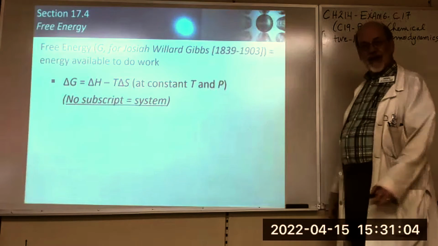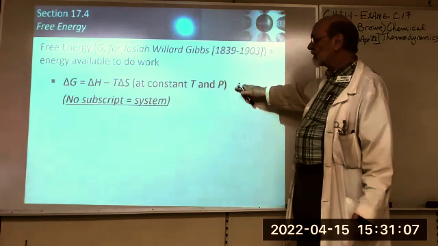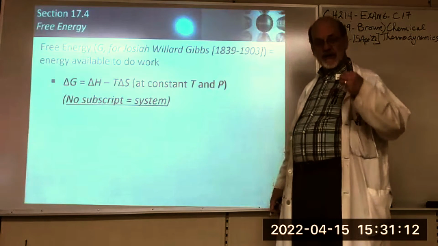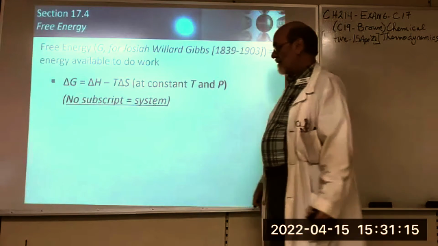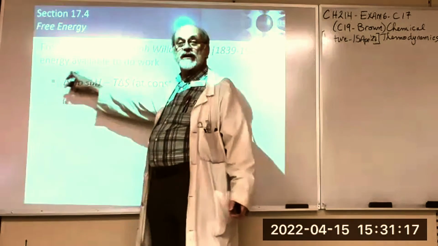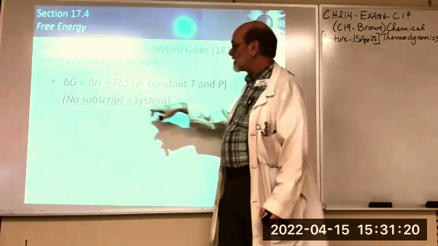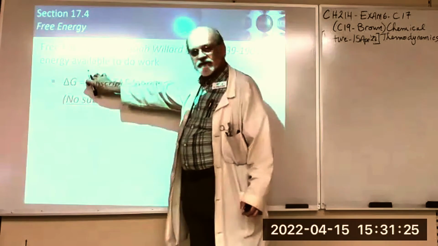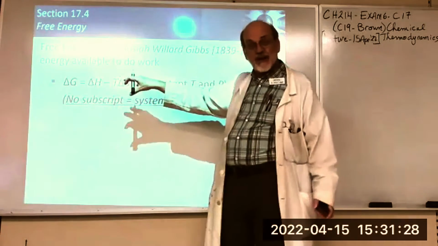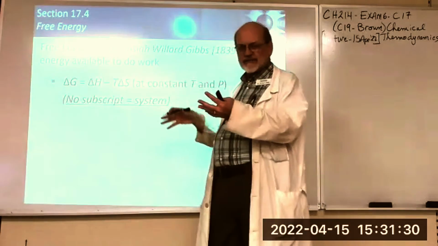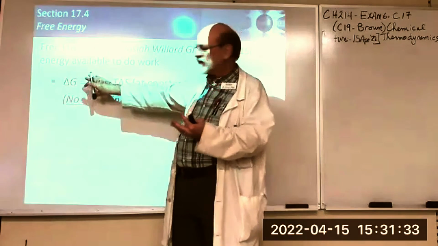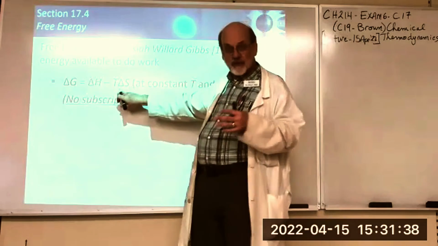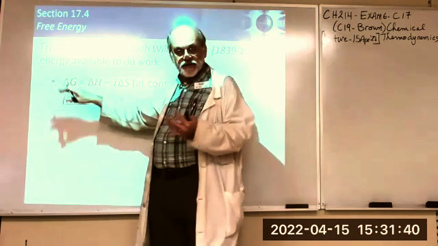So, to make a long story short, this is Gibbs' equation. The delta G is called free energy. That means this is the energy that's available to do work. This is the enthalpy of the system. And of all of this enthalpy energy that's available, if you subtract what's lost to entropy, then you can find out what the free energy is.